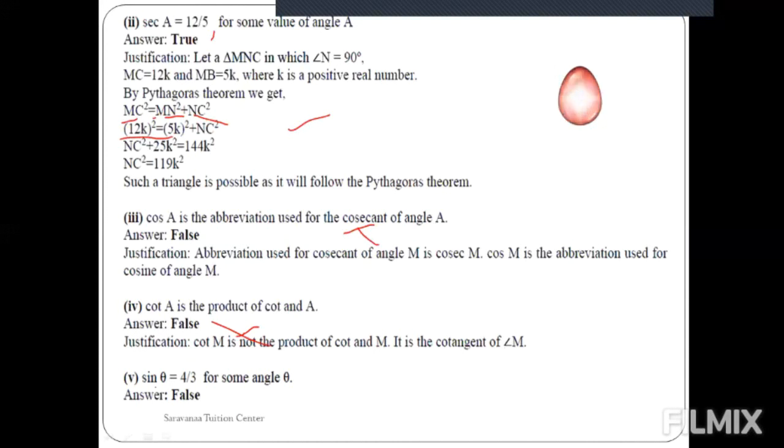Okay. Sin theta equals 4/3 for some angle theta. No, it's false. It's definitely false.